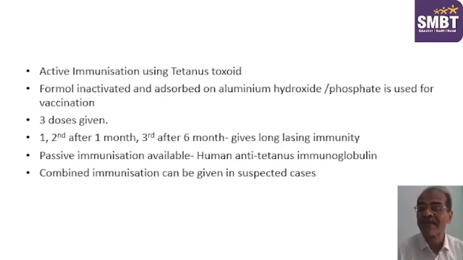But a lot of preventive measures are available. Active immunization is available using tetanus toxoid, formalin inactivated. The main vaccination consists of 3 doses, and booster doses can be given after many years if required. Passive immunization is available for immediate protection. In case a person is not vaccinated, you can use passive immunization for immediate protection against the disease.